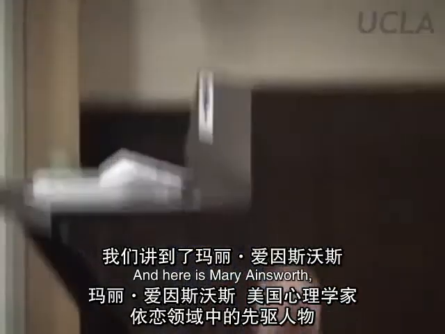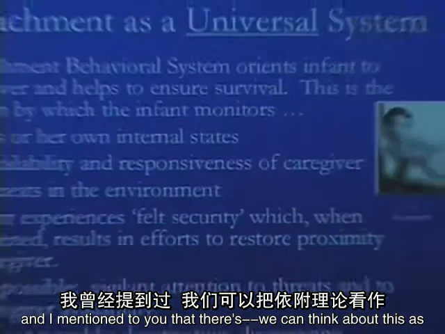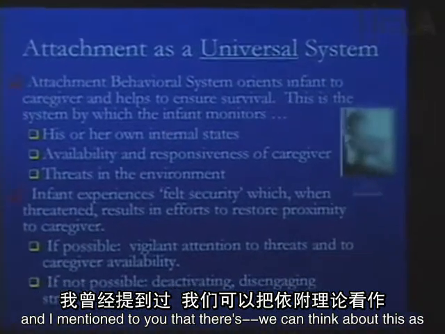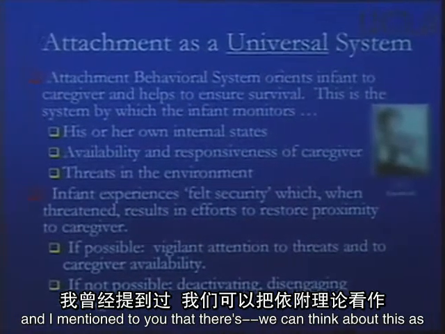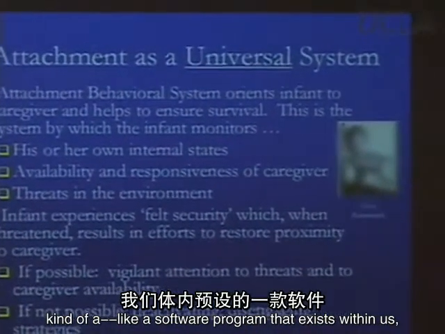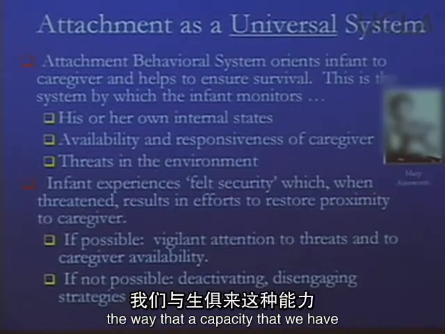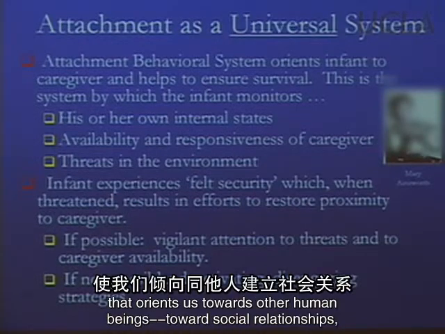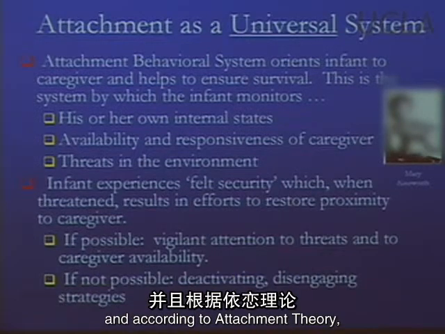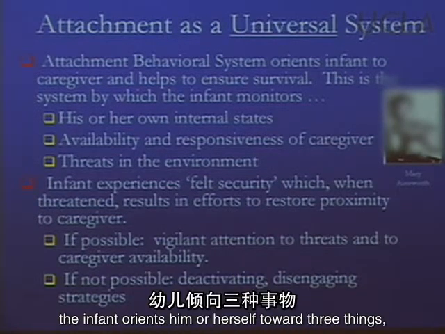And here is Mary Ainsworth. And I mentioned to you that we can think about this as kind of like a software program that exists within us, a capacity that we have that orients us towards other human beings, okay, towards social relationships. And according to attachment theory, the infant orients him or herself toward three things.